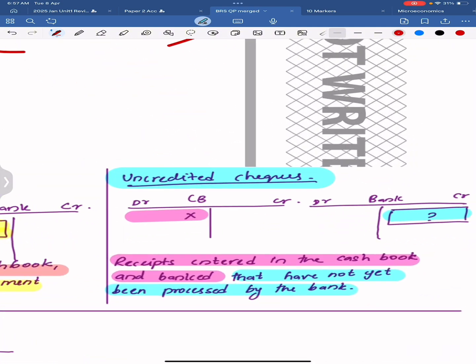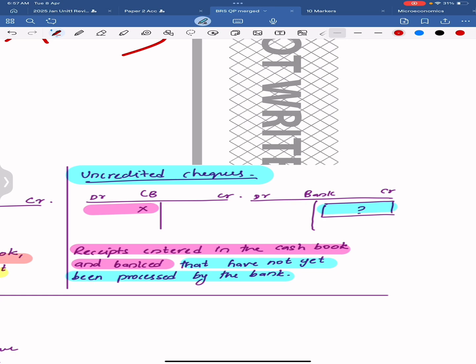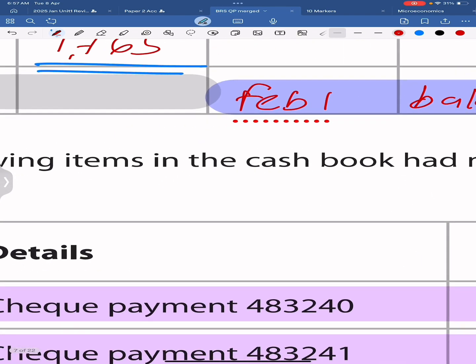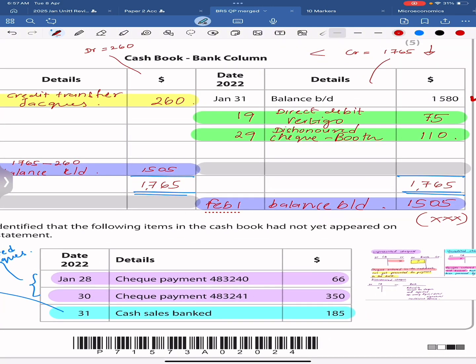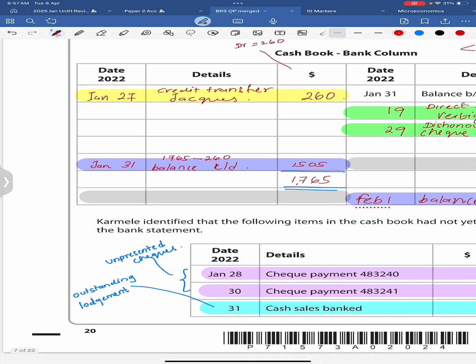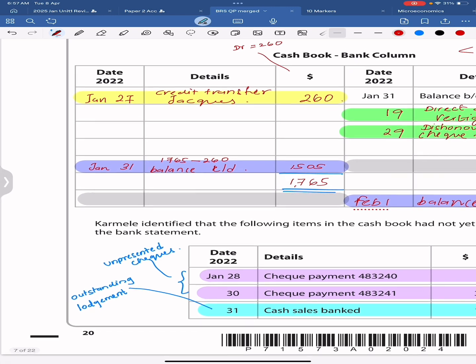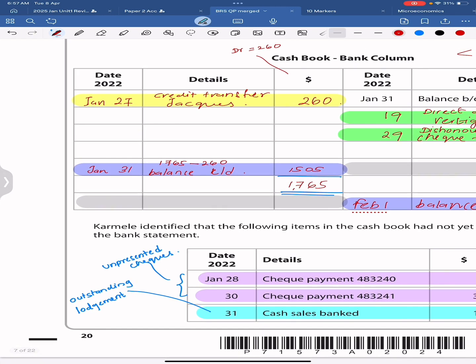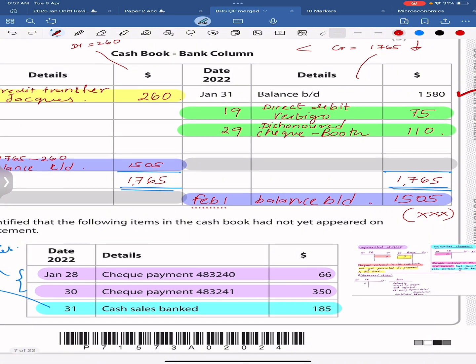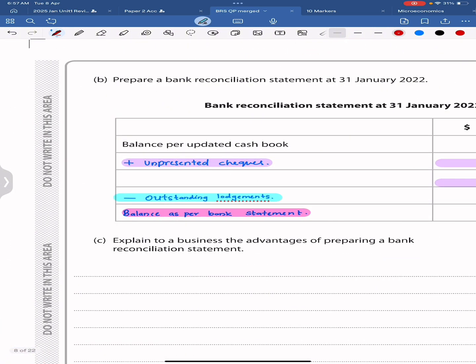Outstanding lodgements. Let's have an understanding of cash sales banked on 31st, 185. Outstanding lodgements are also called uncredited checks or unrealized checks. Cash book is debited, however the bank failed to credit. Receipts entered in the cash book and banked that have not yet been processed by the bank. Unrealized checks or outstanding lodgements are deducted in the bank reconciliation statement.